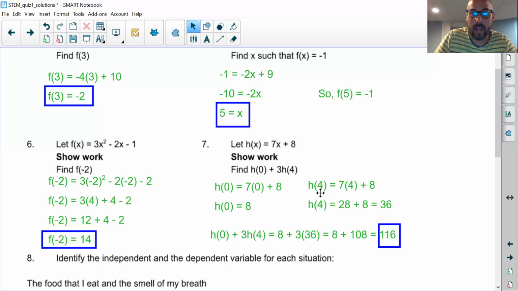What is the result when x is 4? Well, the result is 36. So now I want to take the result when x is 0 plus 3 times the result when x is 4. So that means 8 plus 3 times 36, which is 8 plus 108, which is 116.